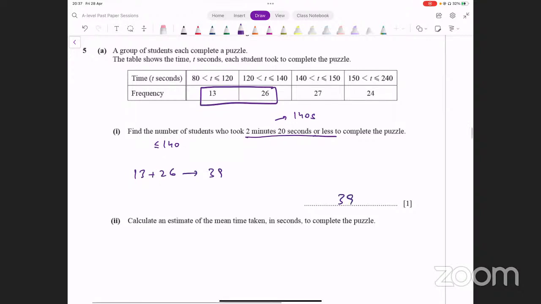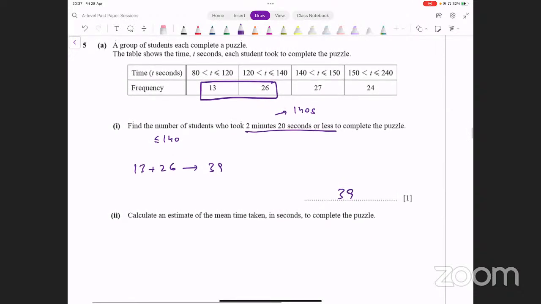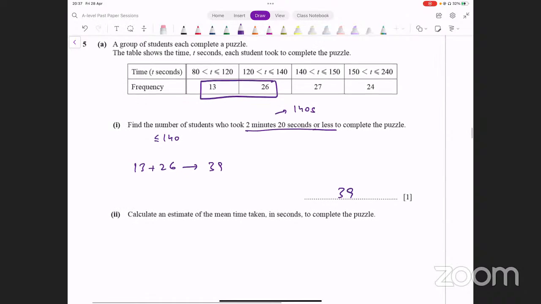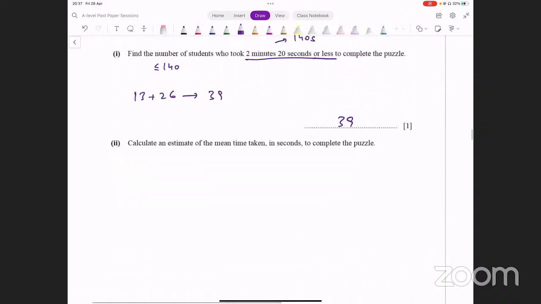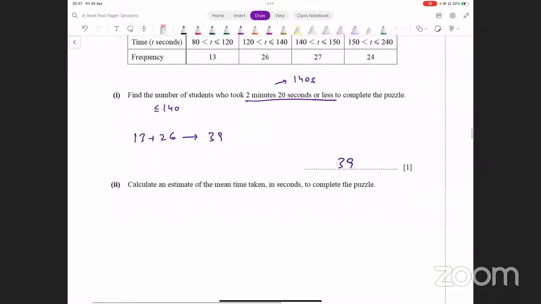Okay. Part 2. It says calculate an estimate of the mean time taken in seconds to complete the puzzle. Okay, a mean find करना है. It's a 3-mark question. A mean का आपके पास एक standard formula होता है. What does that formula look like? X bar equals sigma fx over sigma f.